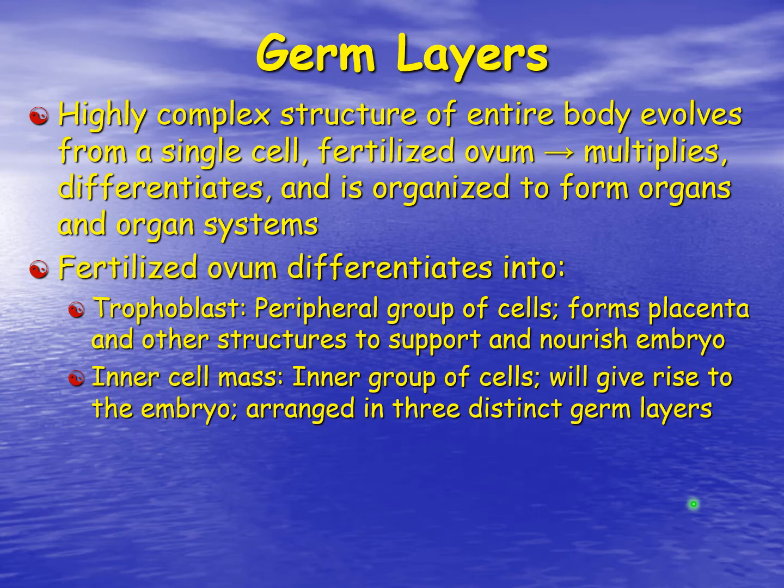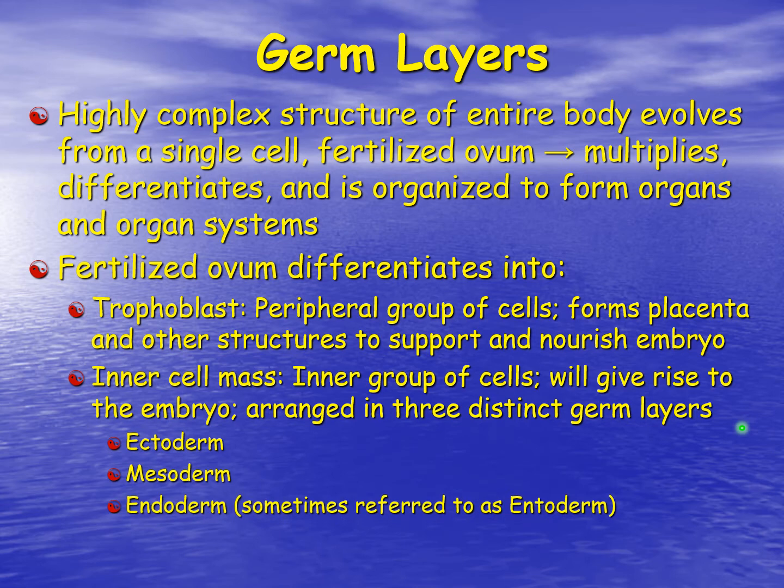The inner cell mass is going to become the embryo itself, and this will be arranged in three distinct germ layers: the ectoderm, the mesoderm, and the endoderm, or sometimes referred to as the entoderm. I will use endoderm.